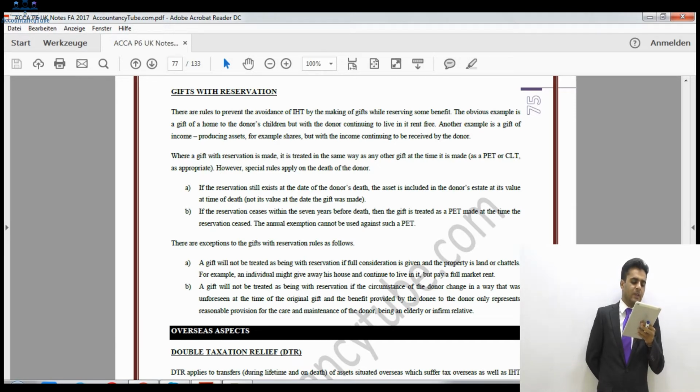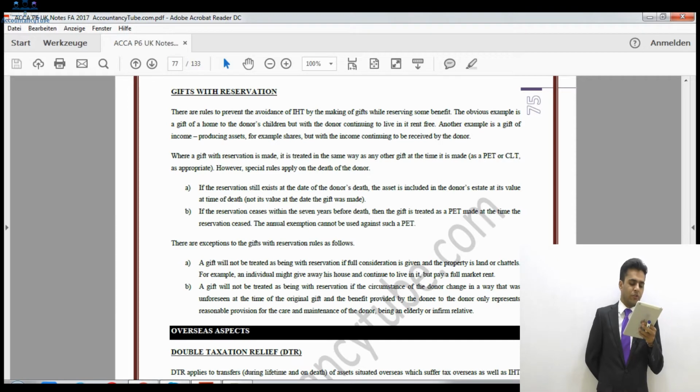Right? Now there are certain exceptions to the gift with reservation rules. A gift will not be treated as being reserved if full consideration is given and the property is land or chattel. For example, an individual might give away his house and continue to live in it, but he pays market rent. So in that case, a gift with reservation will not apply.